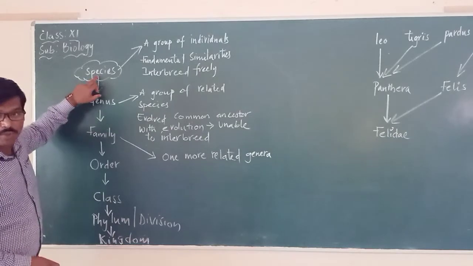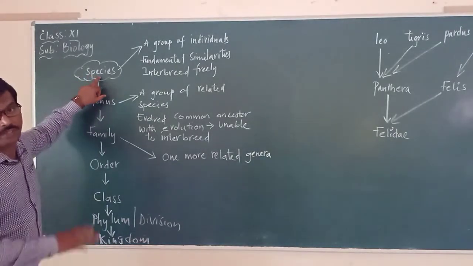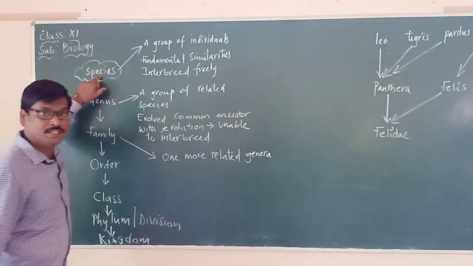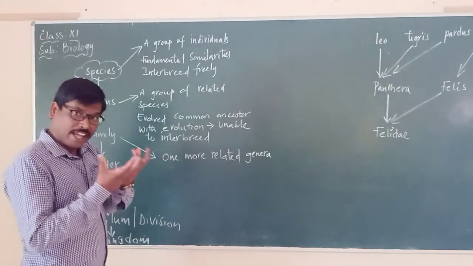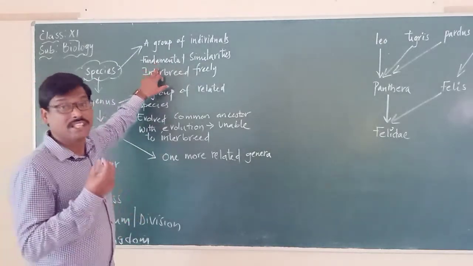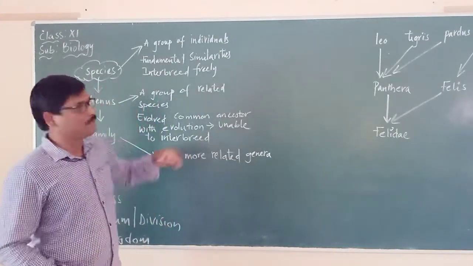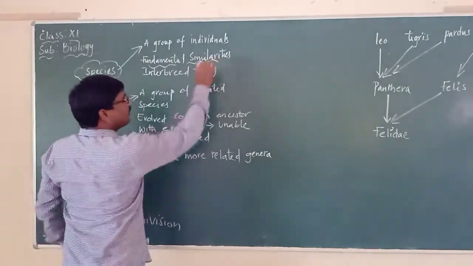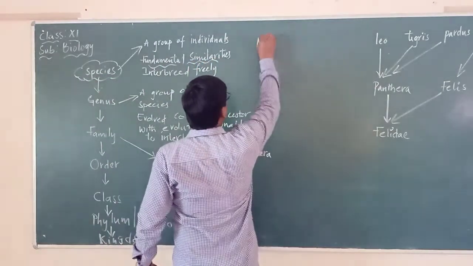Now this is the lowest-most category. Species we already discussed in the previous videos. Now species, what do you mean by the word species? It is a group of individuals with the same fundamental similarities. Fundamental similarities, what do you mean by that? It is considering the morphological characteristics.